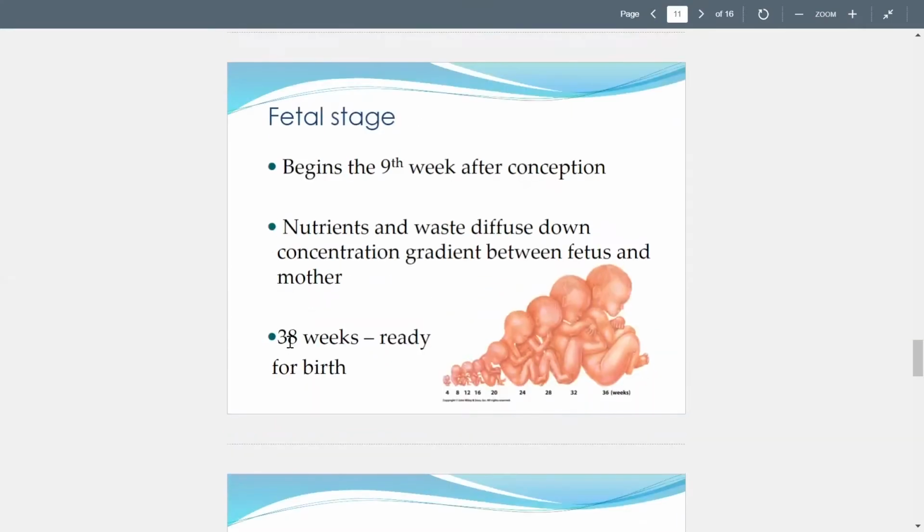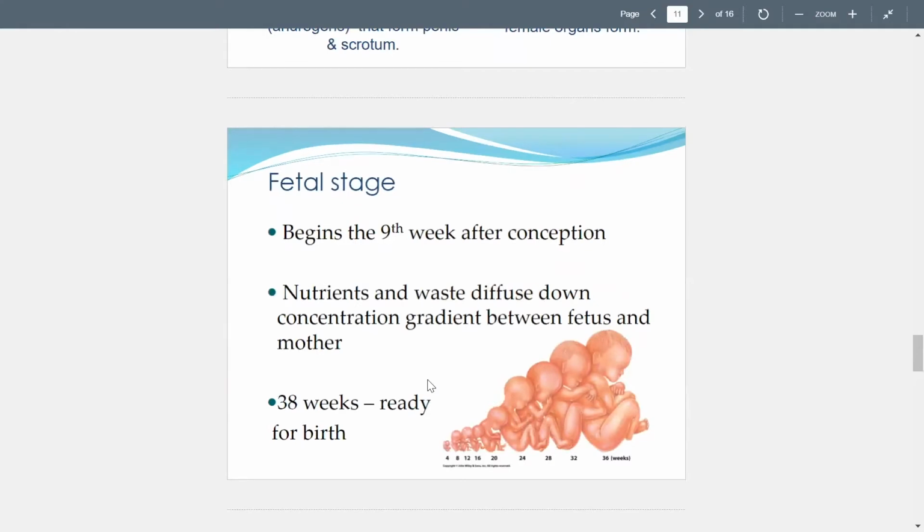And then after the embryonic stage, we'll move on to the fetal stage, and that begins at week 9. And here, the nutrients and waste diffuse down the concentration gradient between the fetus and the mother. So more nutrients are being exchanged in order to grow. And then by week 38, it's ready for birth.